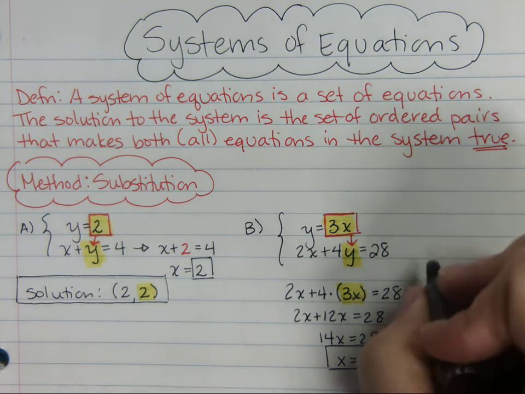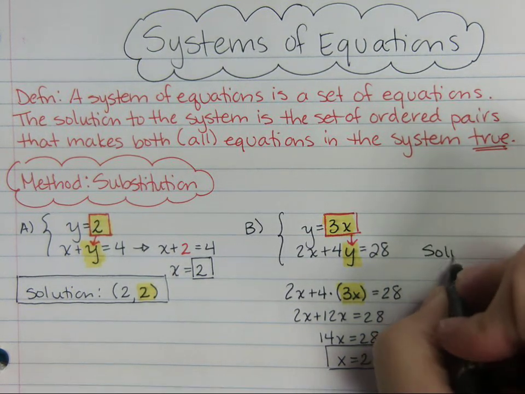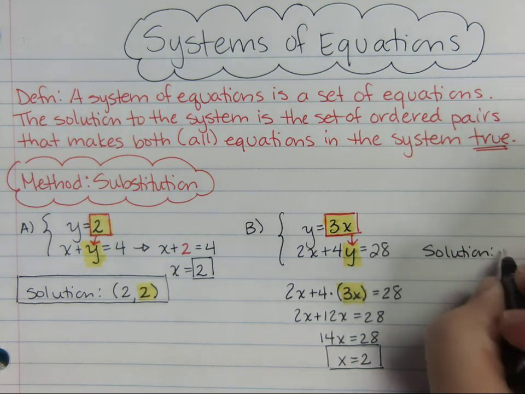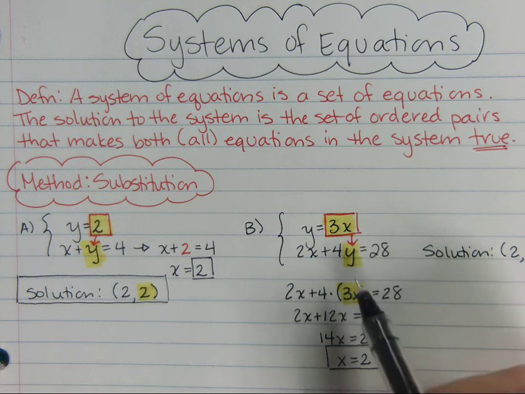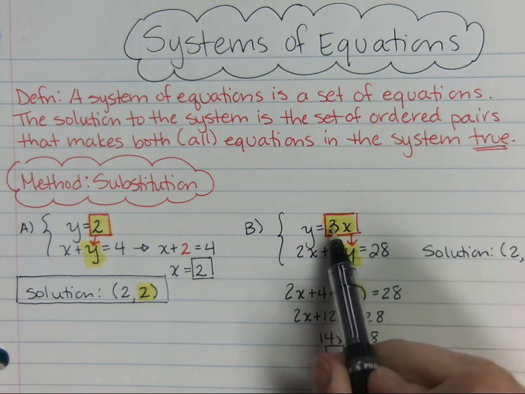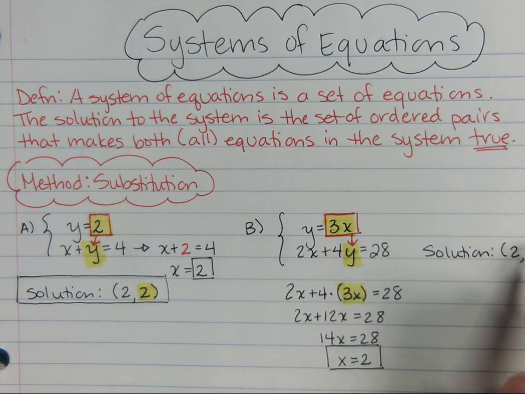So when I start thinking about how I'm going to write my solution, the value for x is 2. Well, I can't say what the value for y is yet. I can't say y is the value 3x. I need an actual coordinate or a number.